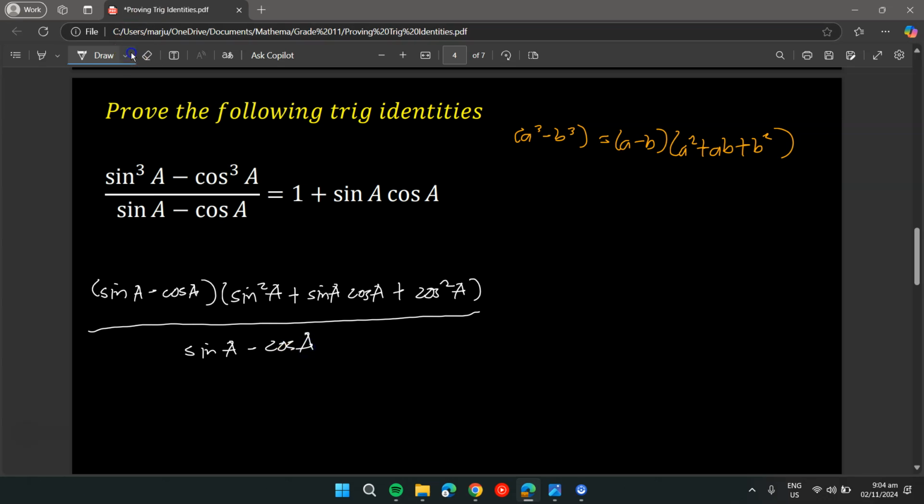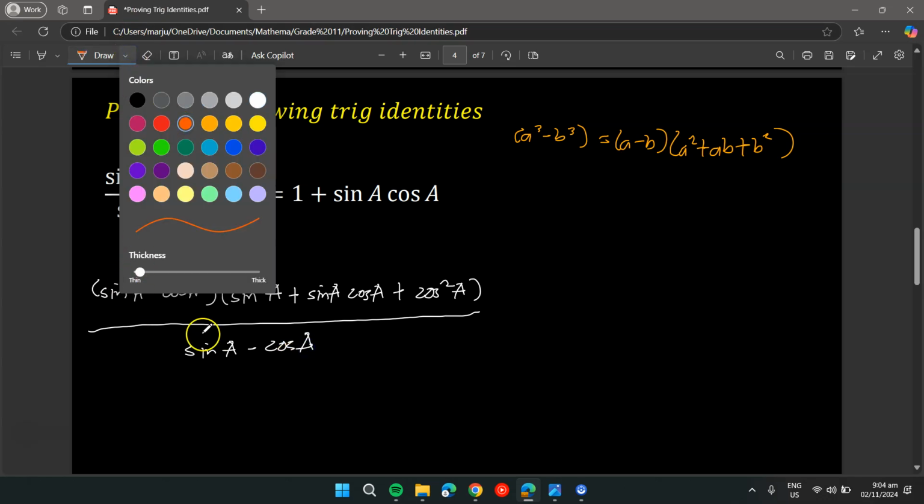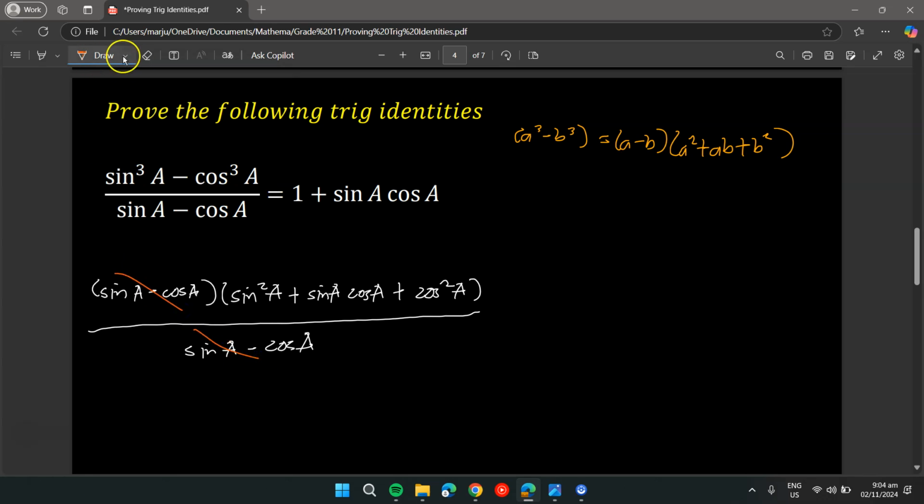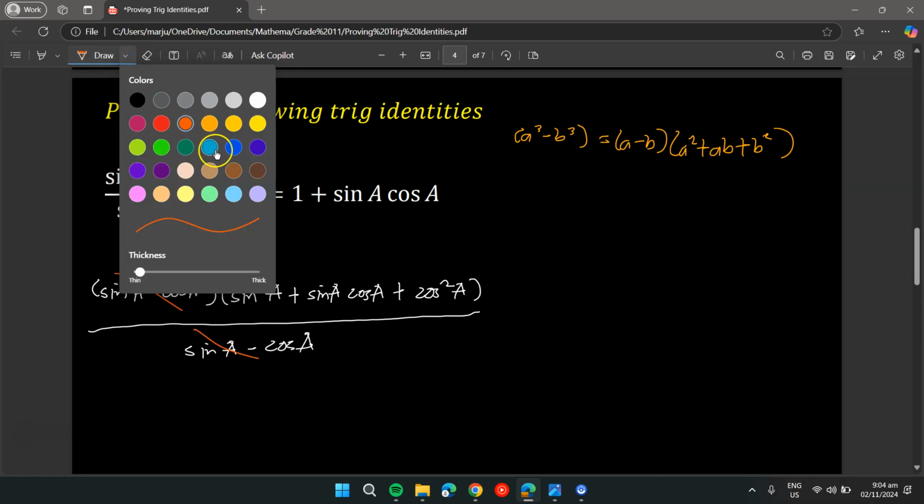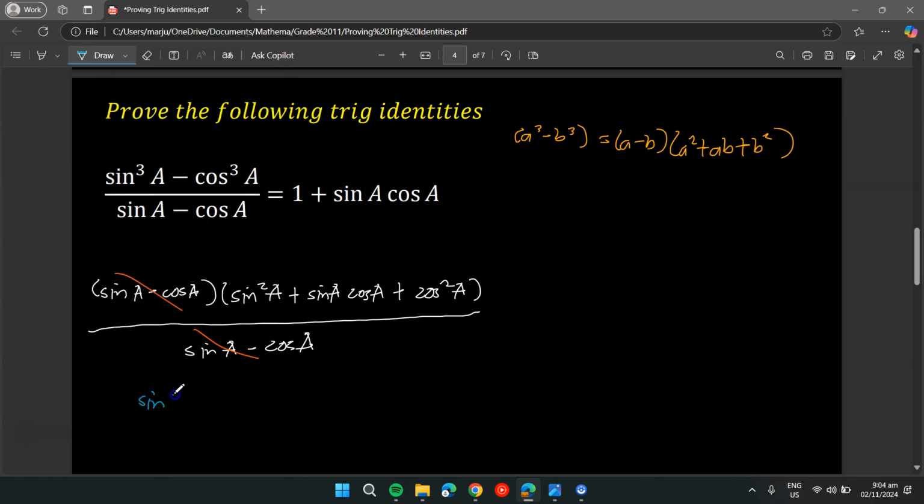Now what have you noticed here? We can actually cancel this one out, right? Cancel, cancel. So we are left with sine squared A plus, let's see, sine A cos A and then cos squared of A.